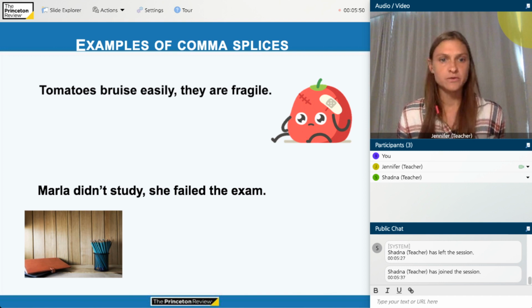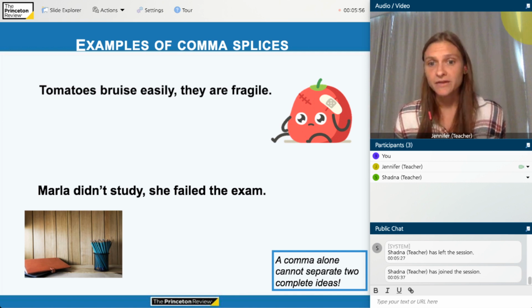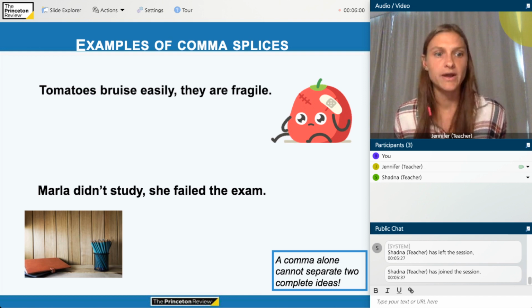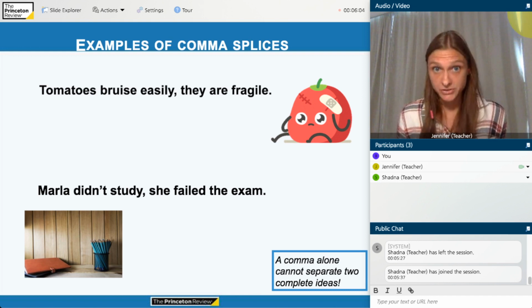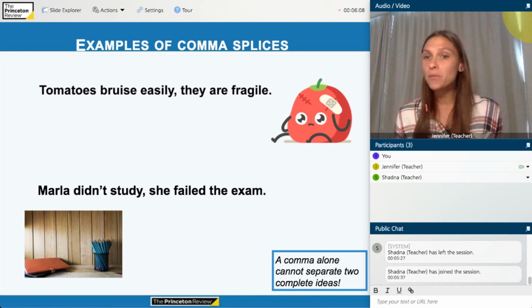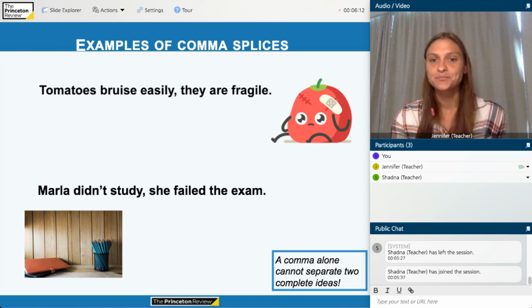And here's another one. Marla didn't study. She failed the exam. The problem here is that a comma alone, and I emphasize alone, and you'll see why in just a few moments, comma alone cannot separate two ideas, two complete ideas, that is. So we'll come back to these sentences and break them down in just a moment.